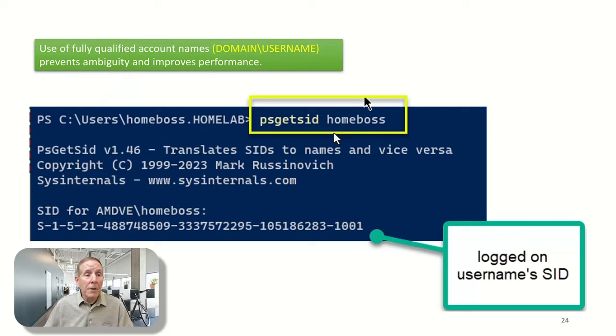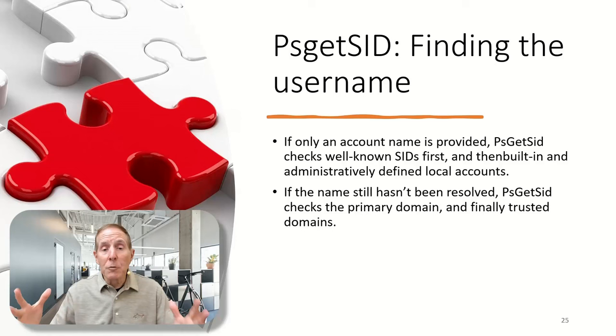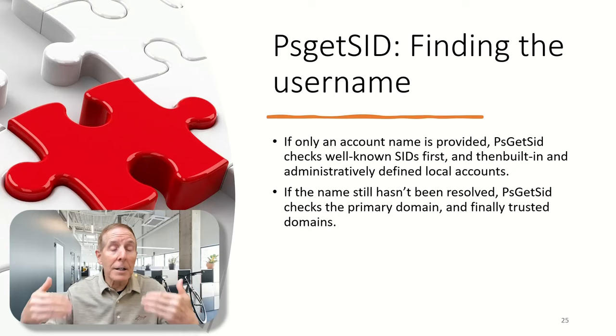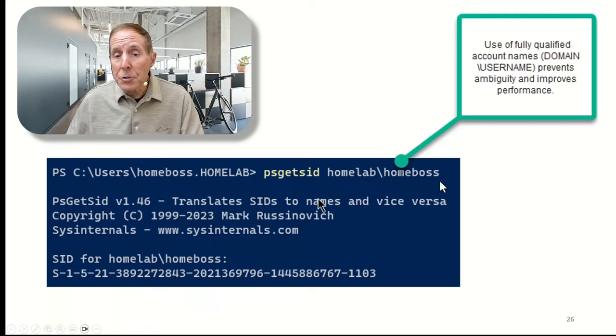If I want to see the SID of a user, I can say PsGetSid and put the username here, and it will give me the SID for that user. Now, on a very large Active Directory, if you're trying to find the SID of a username, it's wise to use the domain slash username, allowing PsGetSid to find it much faster. Here's an example of that. I'm using the domain name slash username, and it finds the SID of that user.